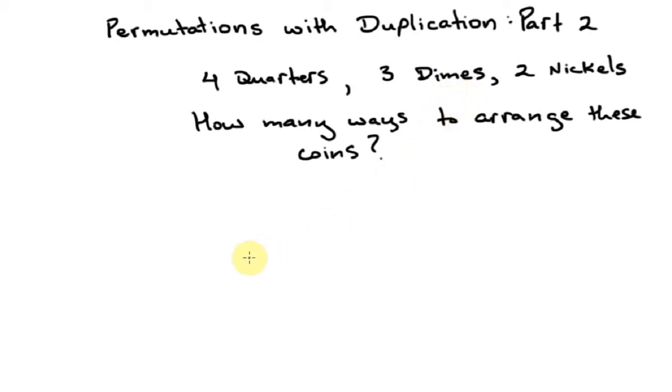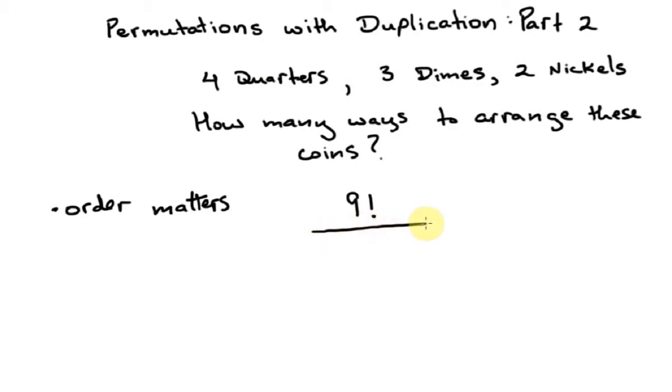So what we're looking at is, as the title suggests, permutations where order matters, right? Because we're talking about the order of these coins. So order matters, and there's some duplication. So how do we deal with that? Well, we start off by counting how many items we have in total, never mind the duplication. 4 quarters plus 3 dimes, that's 7, plus 2 more nickels. So there would be 9 factorial arrangements if all of these items were unique, which they are not.